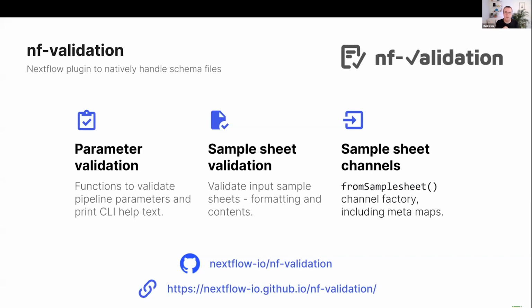And possibly the most ambitious part of the project is also a new channel factory. So not only can we validate the contents of that file, but now we can automatically create an input channel based on the contents of that sample sheet, which you can then run straight into your workflow. So what was previously quite a lot of boilerplate code within the NF Core template, which has been built up slowly over the years, battle tested, is now a Nextflow plugin that you can import with a couple of lines of code and use straight out of the box in any Nextflow pipeline.